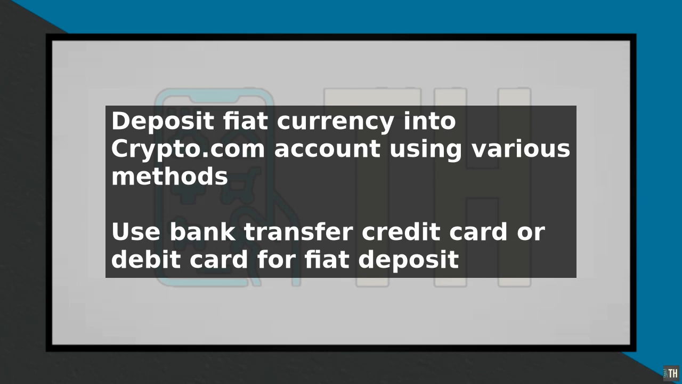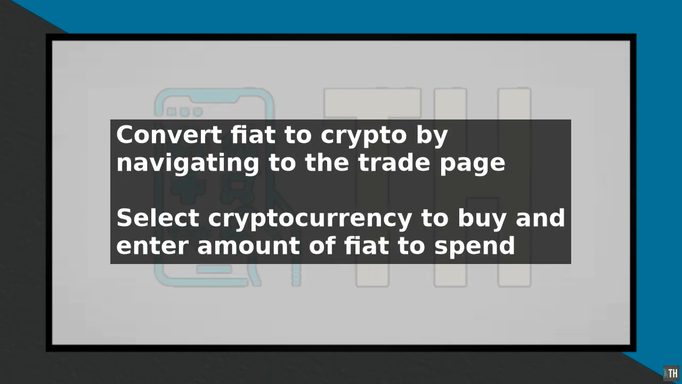After your fiat deposit has been processed, you can convert it to crypto. To do this, navigate to the trade page and select the cryptocurrency you want to buy. Enter the amount of fiat you want to spend and the system will automatically calculate the amount of crypto you will receive. Review the transaction details and confirm the trade.